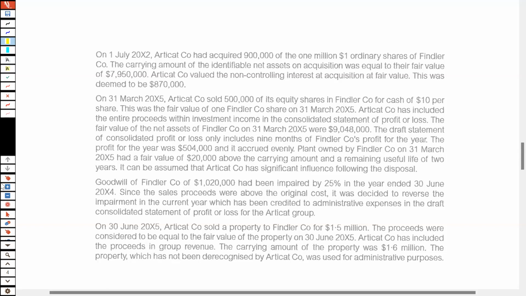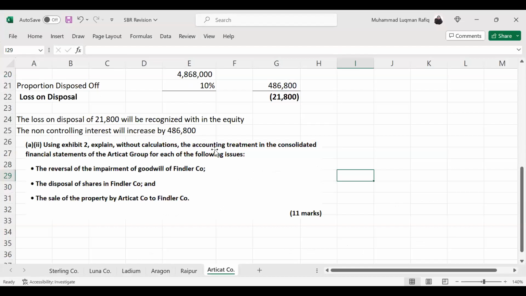Okay, it says the R-Ticket company had acquired 900,000 of the 1 million ordinary shares of Findler company. The carrying amount of identifiable net assets on acquisition was equal to their fair value of 7,950,000. R-Ticket valued the non-controlling interest at acquisition at fair value. This was deemed to be 870,000. So what is he asking? Without the calculations, explain the accounting treatment in the consolidated financial statements of the following issues. Now what next is there?